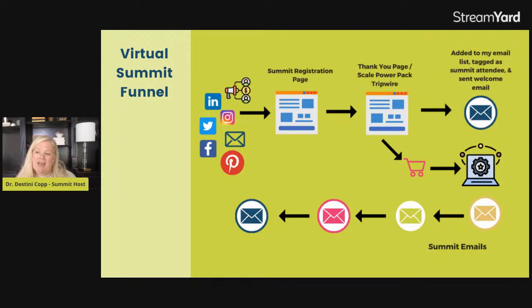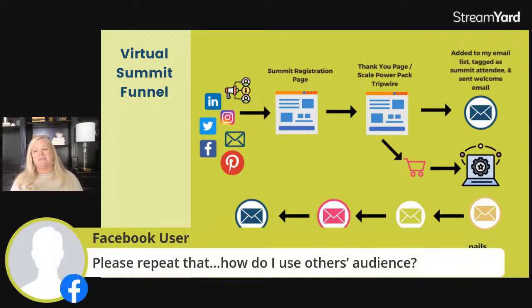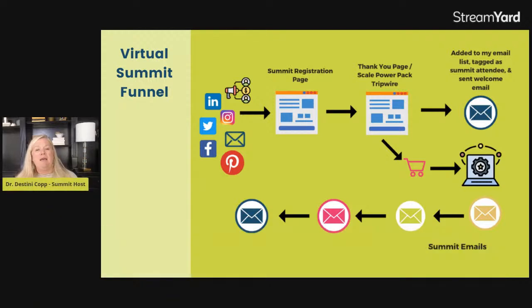Somebody said, repeat that. How do I use other people's audiences? I'll give you a couple examples here. So with my book funnel, people are coming to Amazon and they're searching on Amazon. They're a customer of Amazon, so they're not in my audience yet. They don't even know about me. So you're using Amazon.